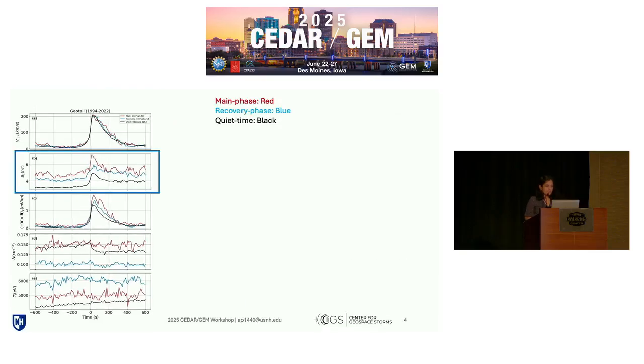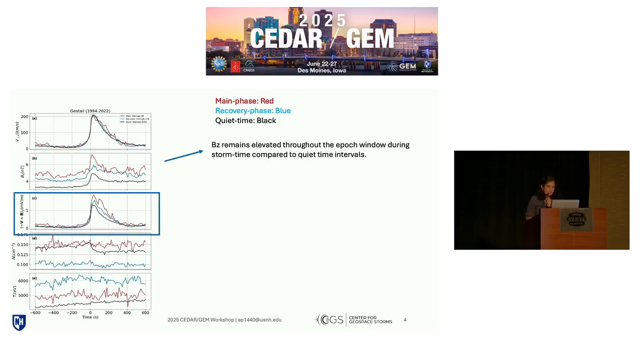So going to the next panel, we have BZ. A sharp dipolarization is observed at the zero epoch, and BZ remains elevated for all the storm time BBF intervals, with the main phase having a higher BZ compared to the recovery and quiet time. And this is due to an elevated magnetic field in the plasma sheet during geomagnetic storms.